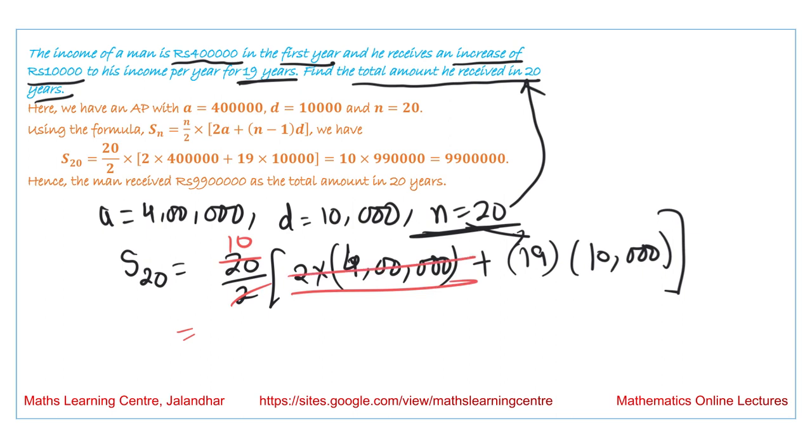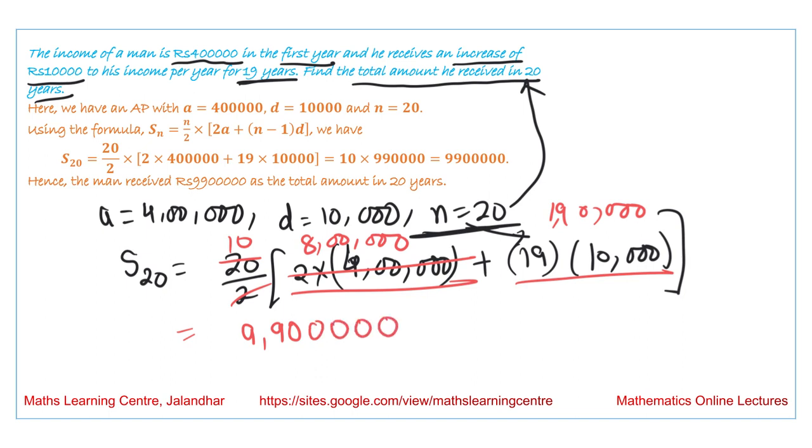On solving this, this value will become 8 lakh, and this value will become 190,000. On adding these values, the answer we obtain is 990,000. So he will receive a total amount of 99 lakhs after 20 years.